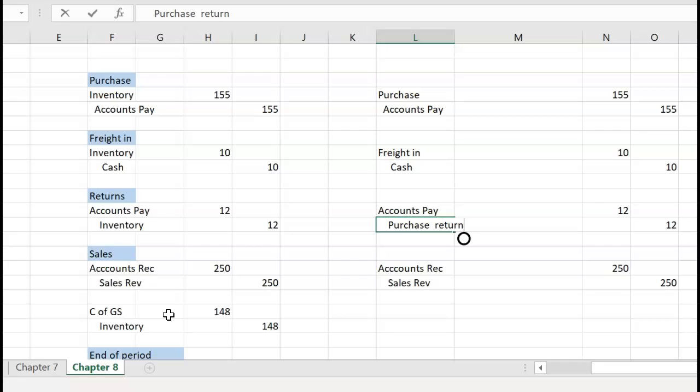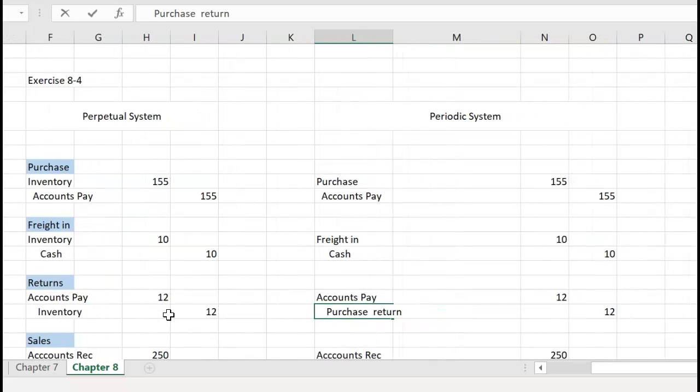Now, of course, that would have to be reconciled at the end of the year for the physical count of inventory, but you would debit cost of goods sold for $148,000 and credit inventory for $148,000. There is no end of the period adjustment.